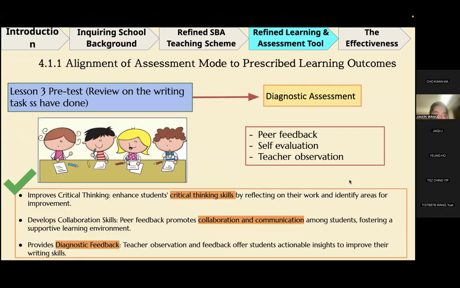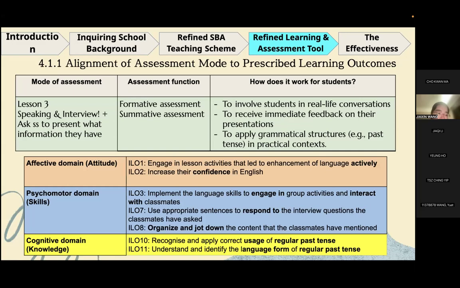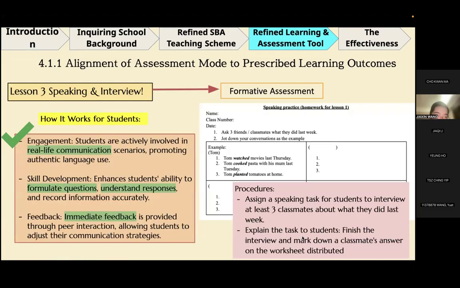For lesson 3, students will have an activity to speak with and interview their classmates, and the teacher will ask students to present what information they have gotten from their classmates. So those activities can work as formative assessment and summative assessment. Let's look deeper. So for lesson 3, how does it work for students?